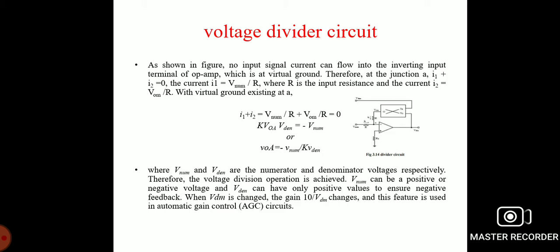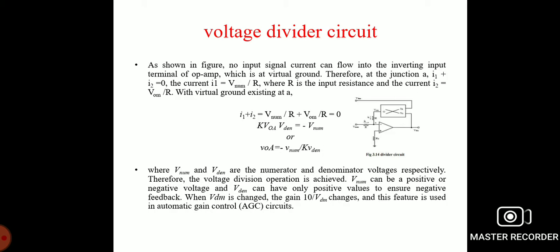So the voltage division operation is achieved. The numerator multiplied voltage can be positive or negative, and the denominator voltage can have only positive values to ensure negative feedback. When the denominator multiplied voltage changes, the gain 10 divided by the denominator voltage changes. That feature is used in automatic gain controller circuits, AGC circuits.